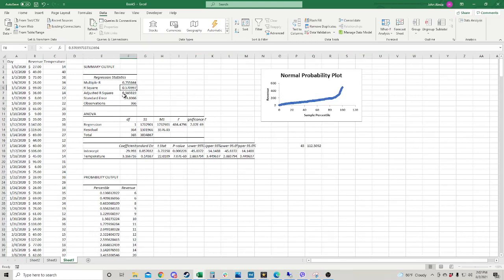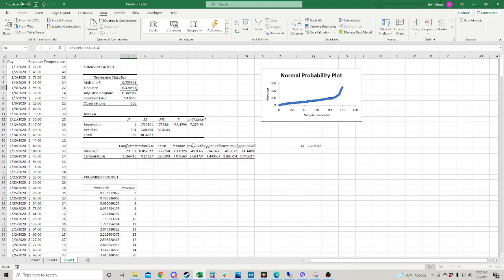Now, the key numbers for us that we're really worried about here for this purpose is R squared. We want to see R squared, and adjusted R squared is always going to be slightly lower than the R squared. What you just really want to focus on right now is R squared. That number is going to tell you how correlated the data is to each other. Is temperature correlated at all to revenue? And this 57 is a pretty high number of correlation.